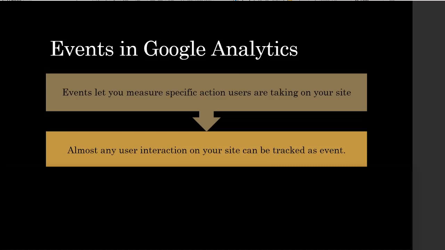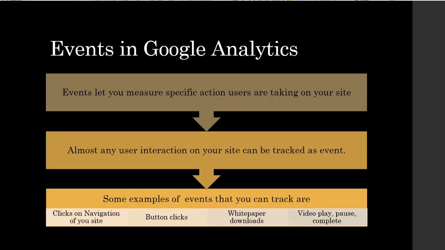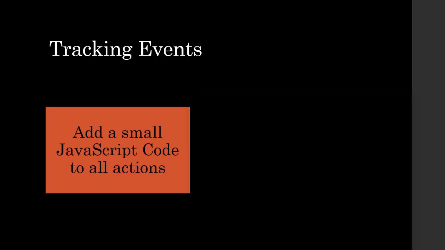Some examples of events that you can track are clicks on the navigation of your site, button clicks, white paper download, video play, pause, complete, etc. So how do you track events? In order to track any action as an event, you need to add a small JavaScript code to the element, to the action that you want to track.